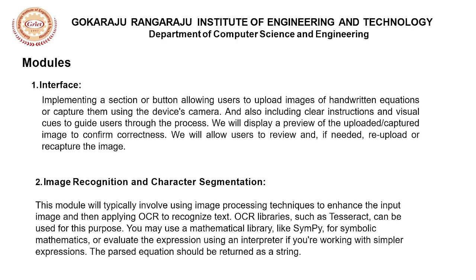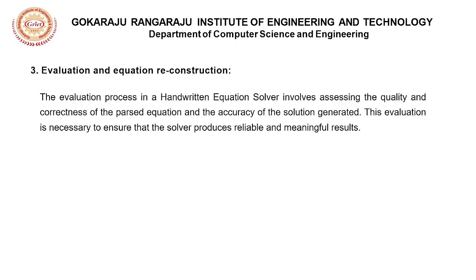And image recognition and character segmentation. This module will typically involve using image processing techniques to enhance the input image and then applying OCR to recognize the text. OCR libraries such as Tesseract can be used for this purpose. We may use mathematical libraries like SymPy for symbolic mathematics or evaluate the expression using an interpreter if you're working with a simpler expression. And the parsed equation should be returned as a string.